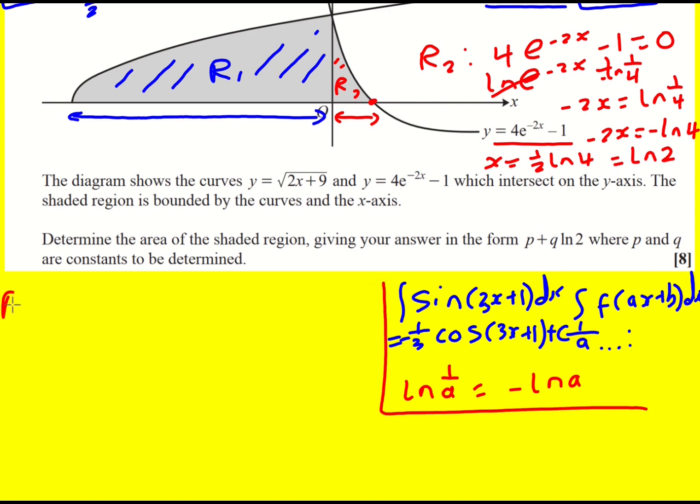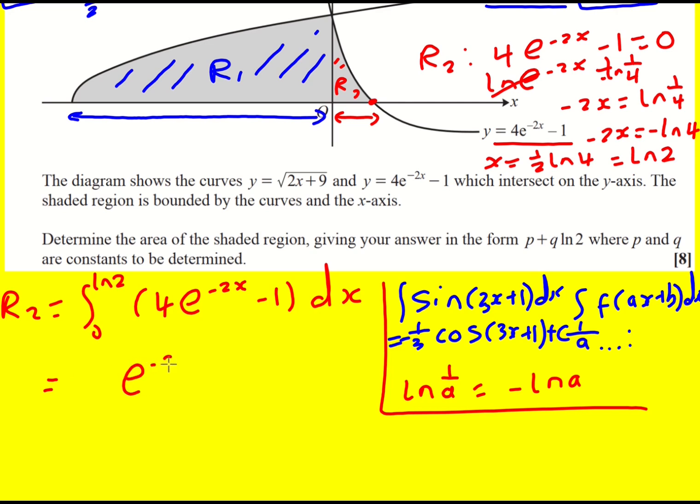So now R2 is going to be the integral from 0 to ln 2 of 4e to the minus 2x minus 1. It's going to work in a similar sort of way to the other ones. So e to the minus 2x integrates to e to the minus 2x, except we need to divide by minus 2, because when you differentiate it, you times by minus 2. So I'm going to get minus 2 here. If you differentiate it, you'll get back to the original. This will become minus x.